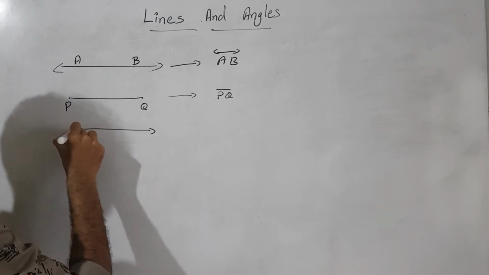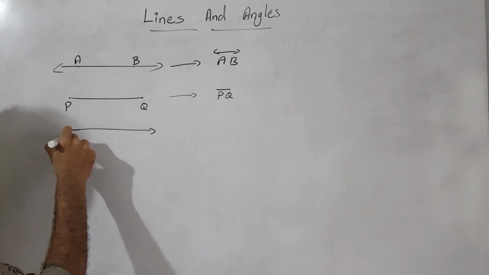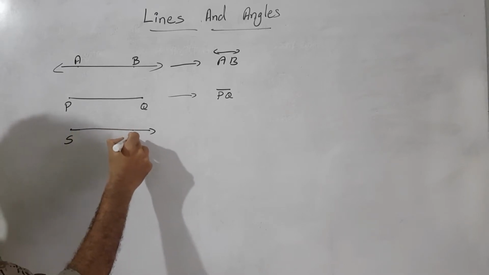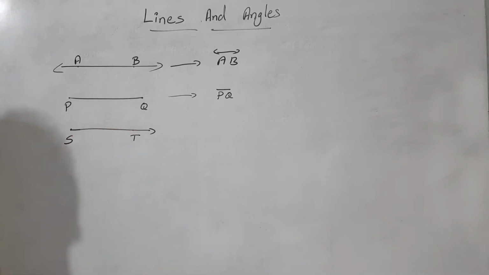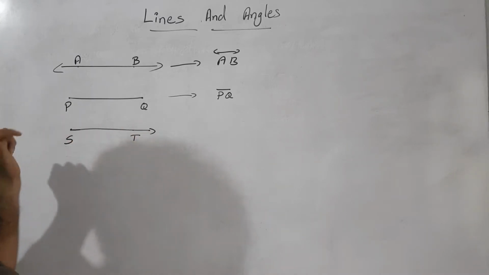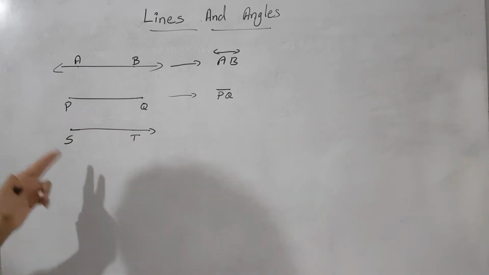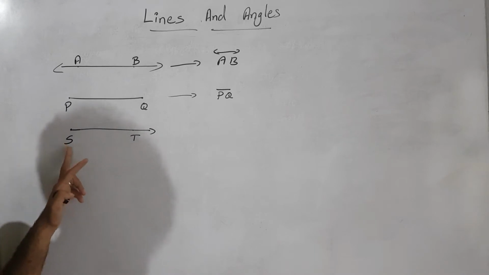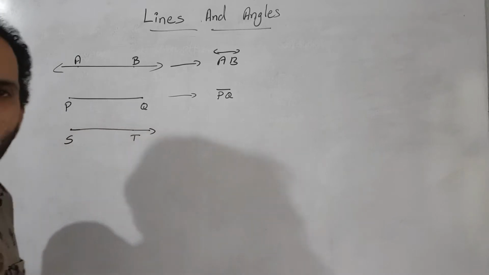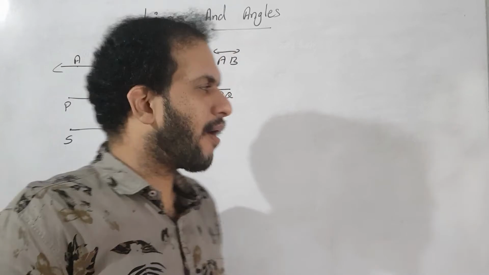We draw the ray like this. This one has one end point. That one is called S and T. Then S is the end point of the ray. It is starting from one point. That one is called a ray. It's a part of a line starting from one point, a portion of a line that has only one end point, called a ray.